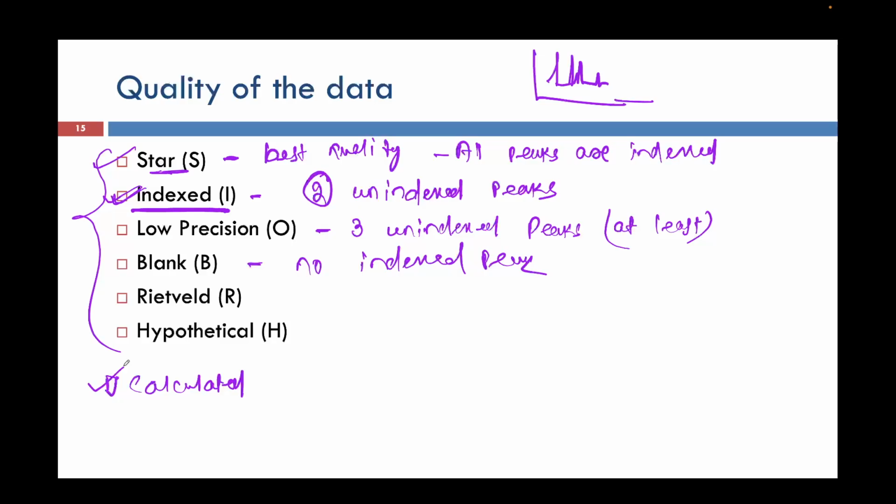Rietveld means we do Rietveld refinement to match our data by taking all the theoretical values and their atomic positions. We do the refinement, and this is the Rietveld quality. And hypothetical means we theoretically calculate by taking the temperature factor and the absorption factor, and we see what the quality of the data is that we are getting.